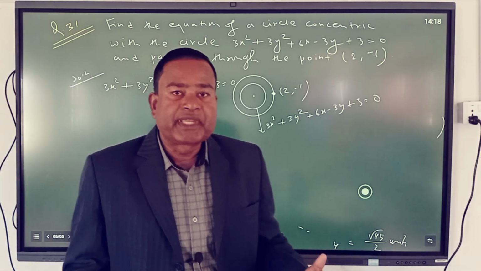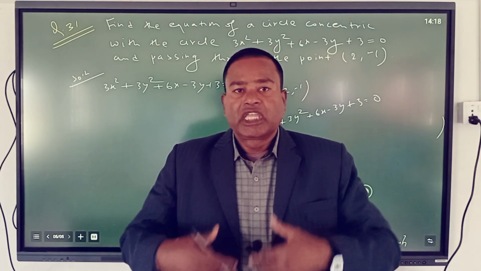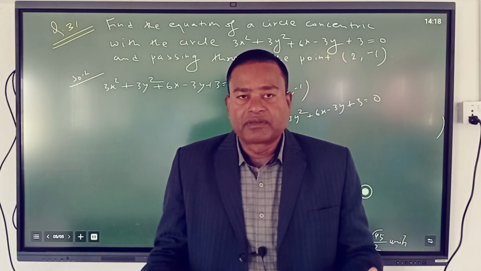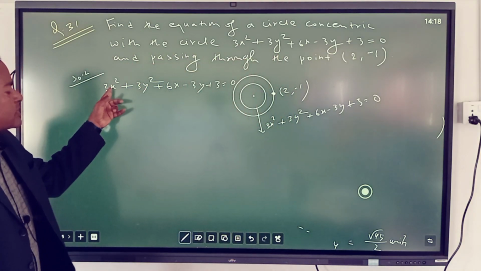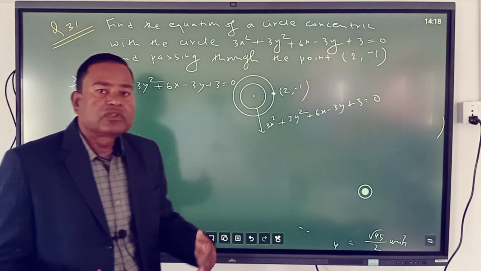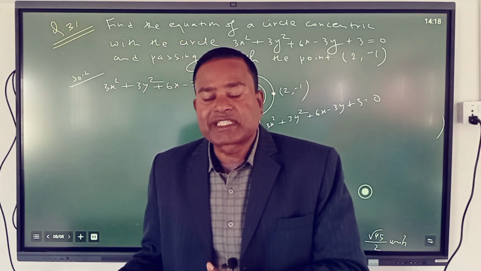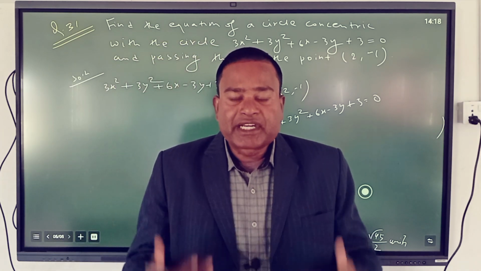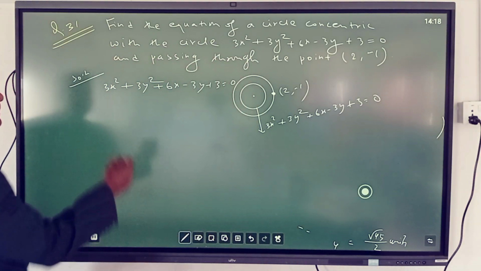So in order to compare any equation of a circle with the equation of a circle in the general form, at first we have to make the coefficients of x² and y² equal to 1. But here in this case, the coefficients of x² and y² are given as 3. So let's take 3 common at first.